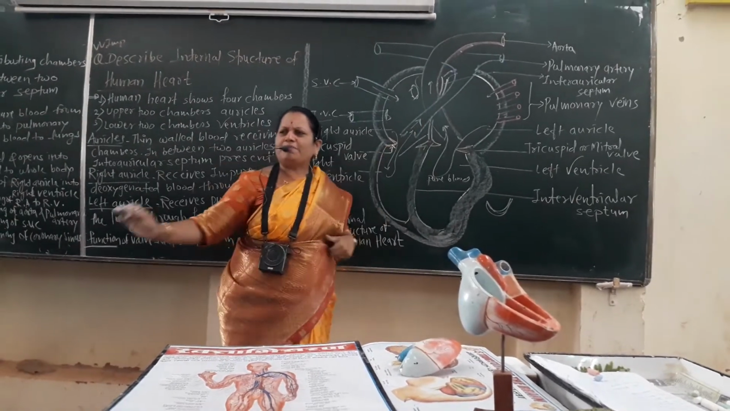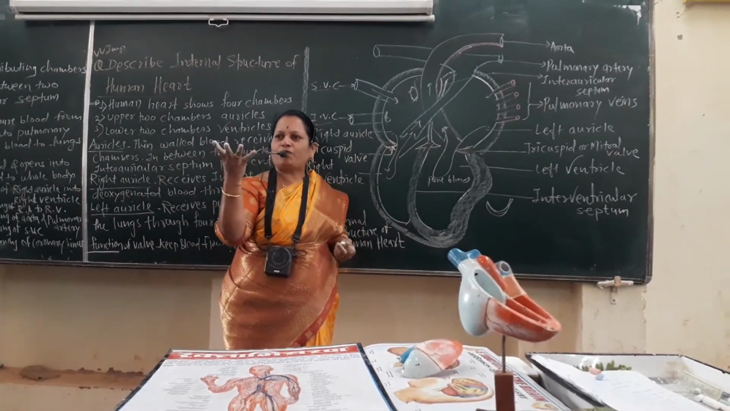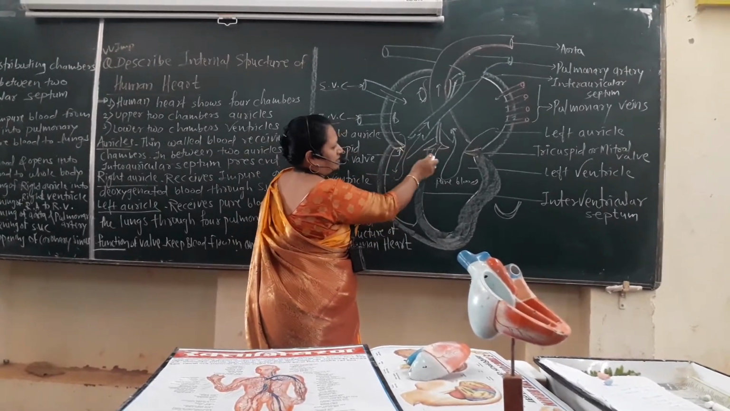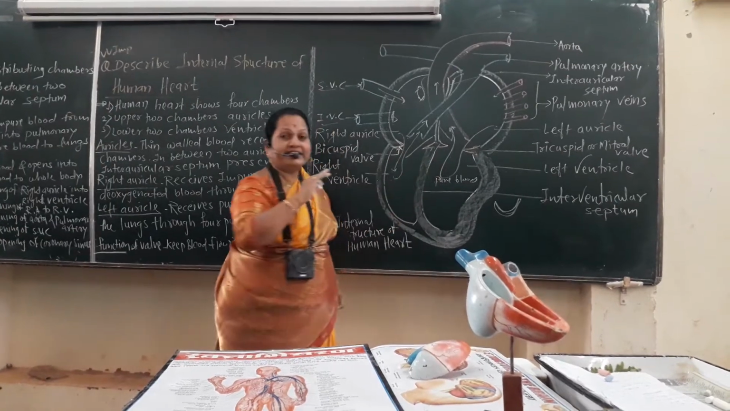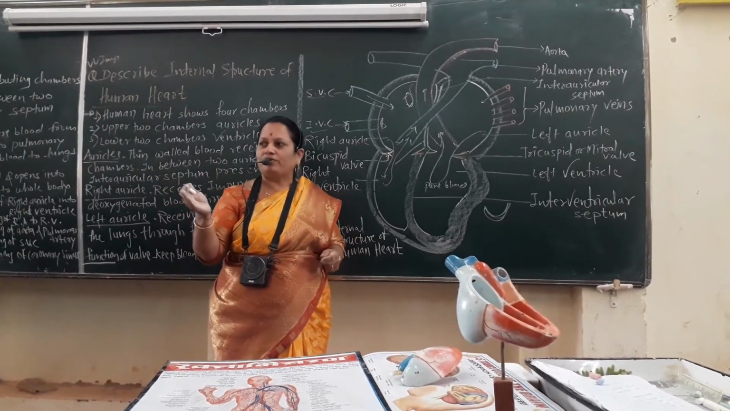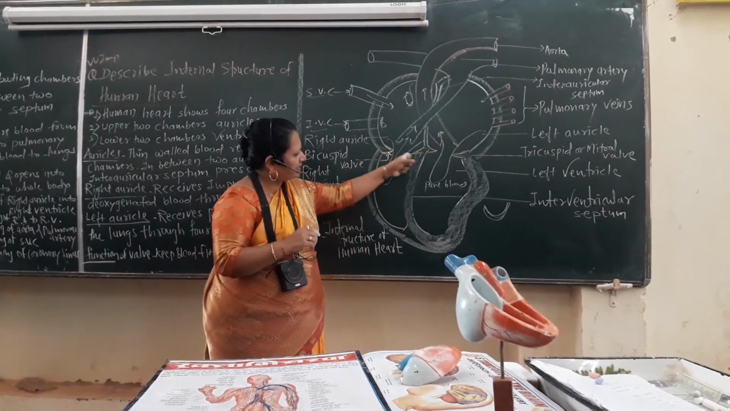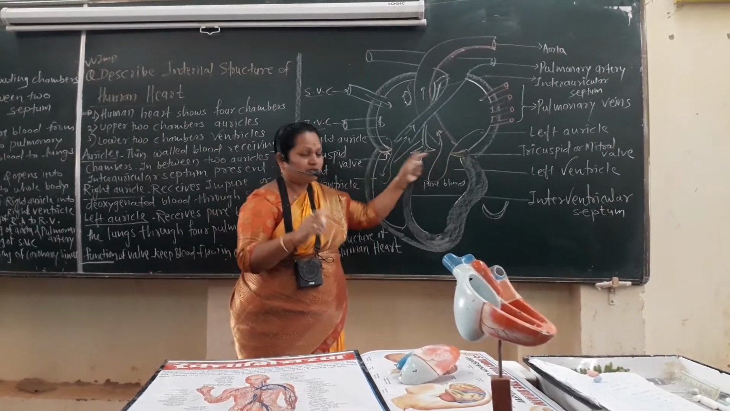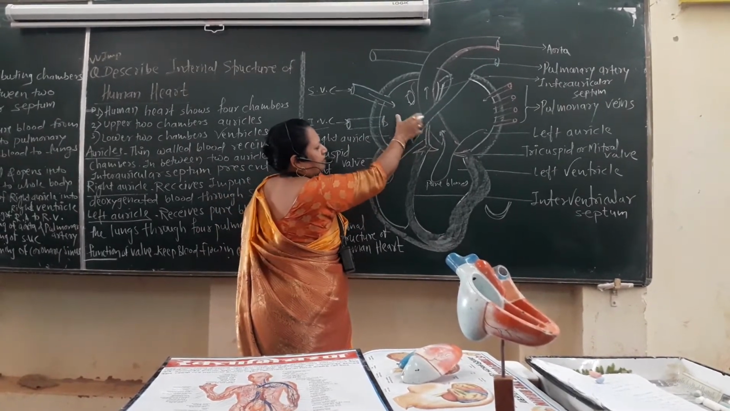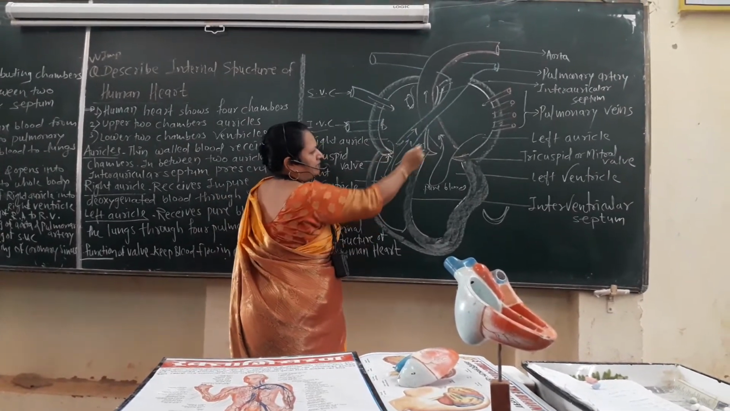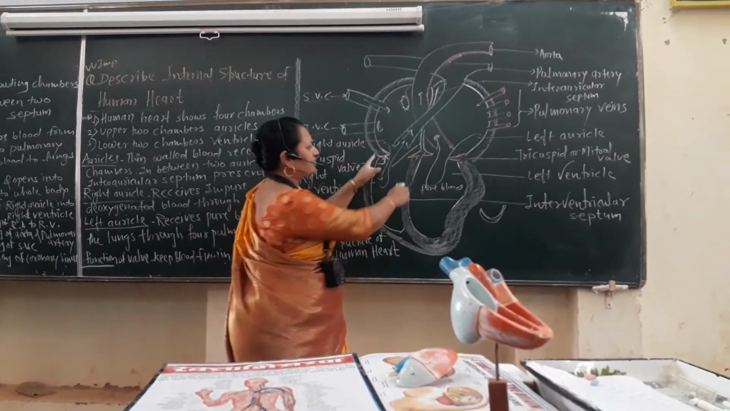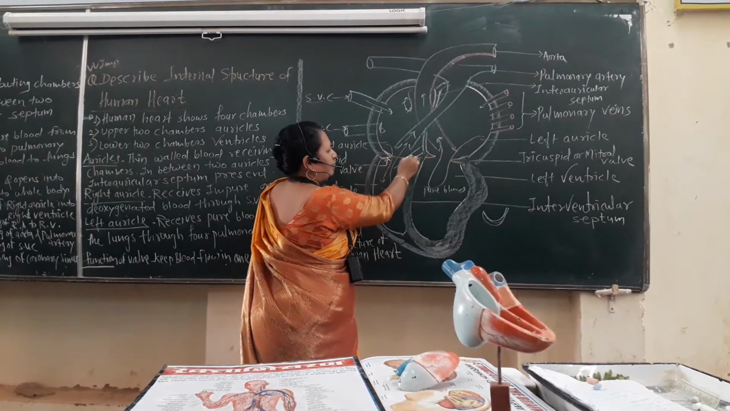What is the function of valves? There are 5 types of valves. They maintain the blood flow in one direction. That means they keep the blood flow unidirectional. They prevent back flow. What is meant by that? Here, tricuspid valve and bicuspid valve close. When these valves are open, blood from right auricle enters into right ventricle, and blood from left auricle enters into left ventricle. But when these valves are closed, at that time what happens?